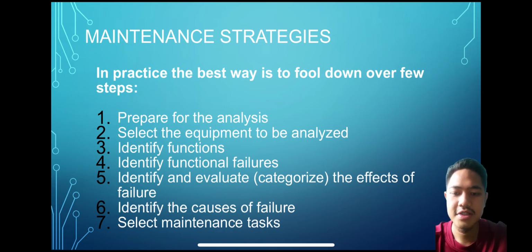Maintenance strategies. In practice, the best way is to break it down over a few steps. First, prepare for the analysis. Second, select the equipment to be analyzed. Third, identify function. Fourth, identify functional failure. Fifth, identify and evaluate, categorize the effect of failure. Sixth, identify the causes of failure. Seventh, select maintenance tasks.